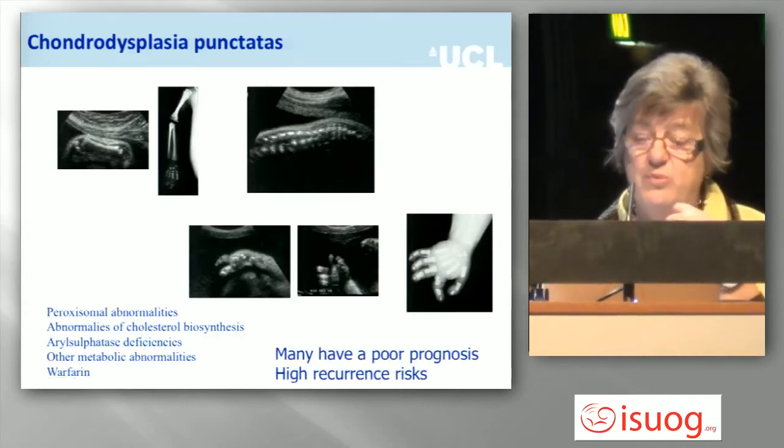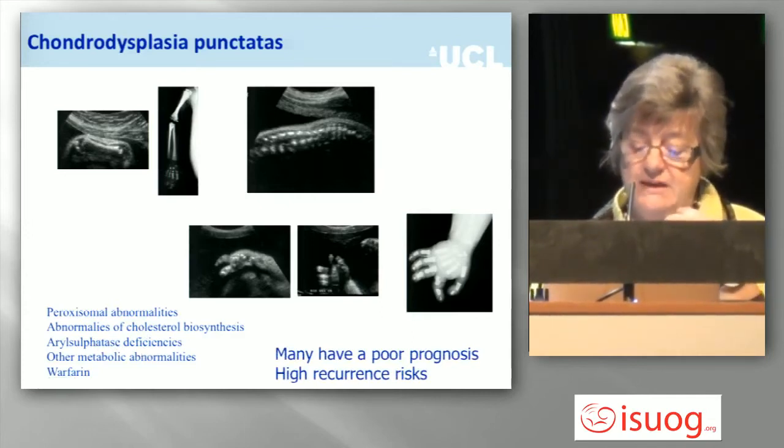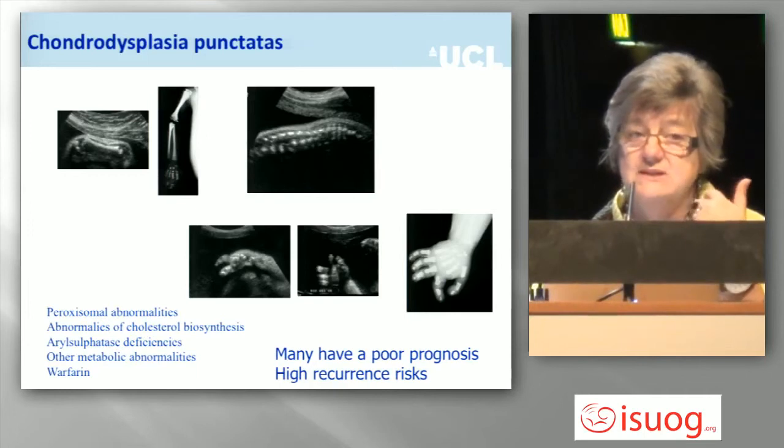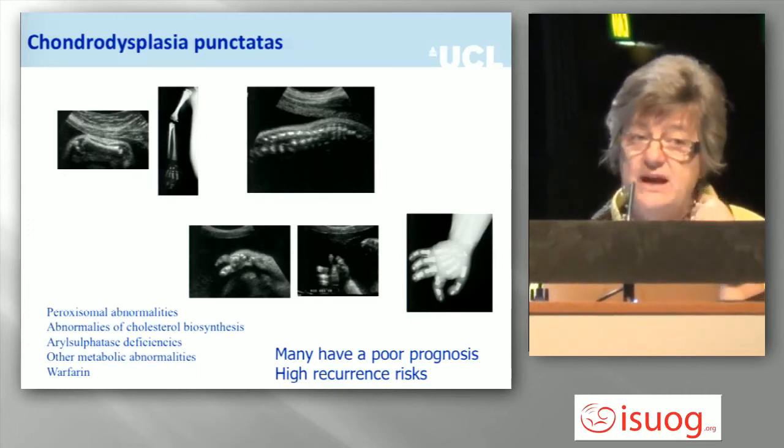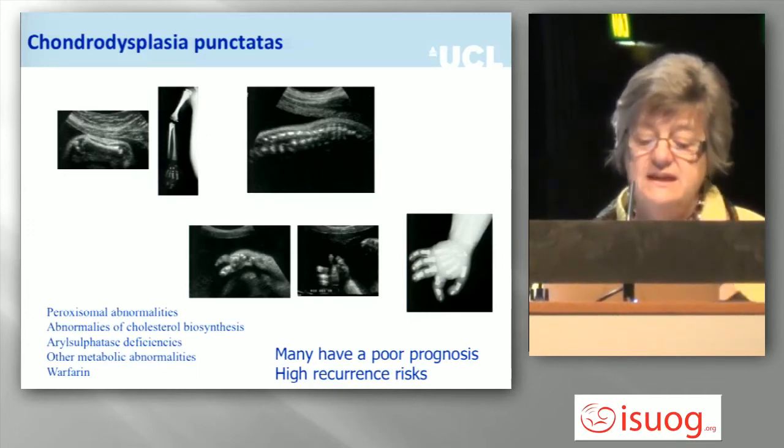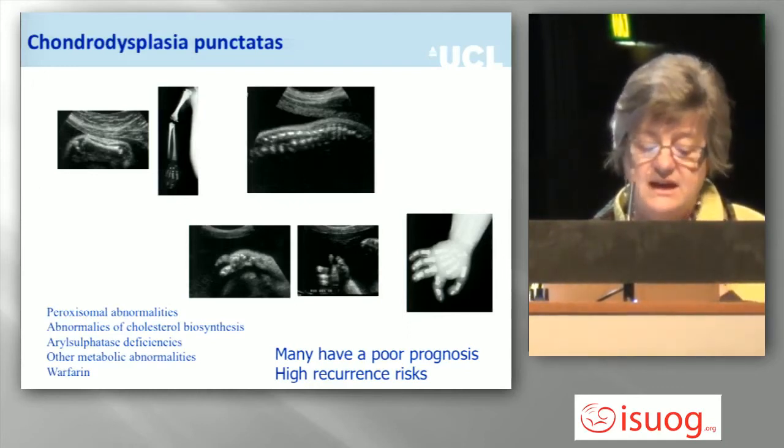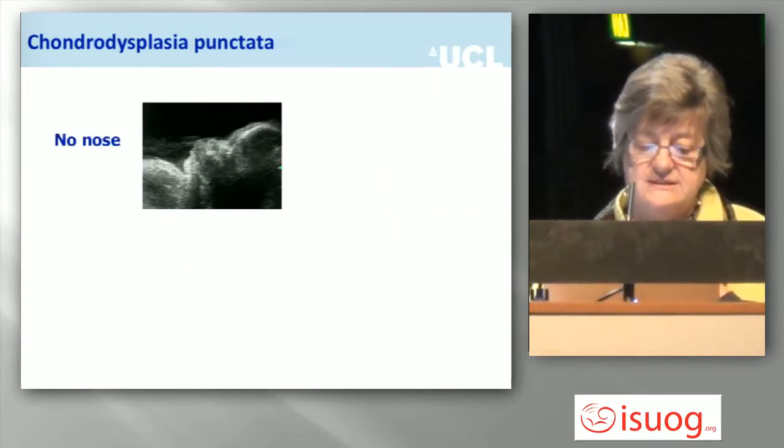Many have a very poor prognosis. Not all, but many have a very poor prognosis. They can be X-linked or recessive, and they therefore have relatively high recurrence risks. And you really do need to call upon your genetics colleagues here to help with the diagnosis.